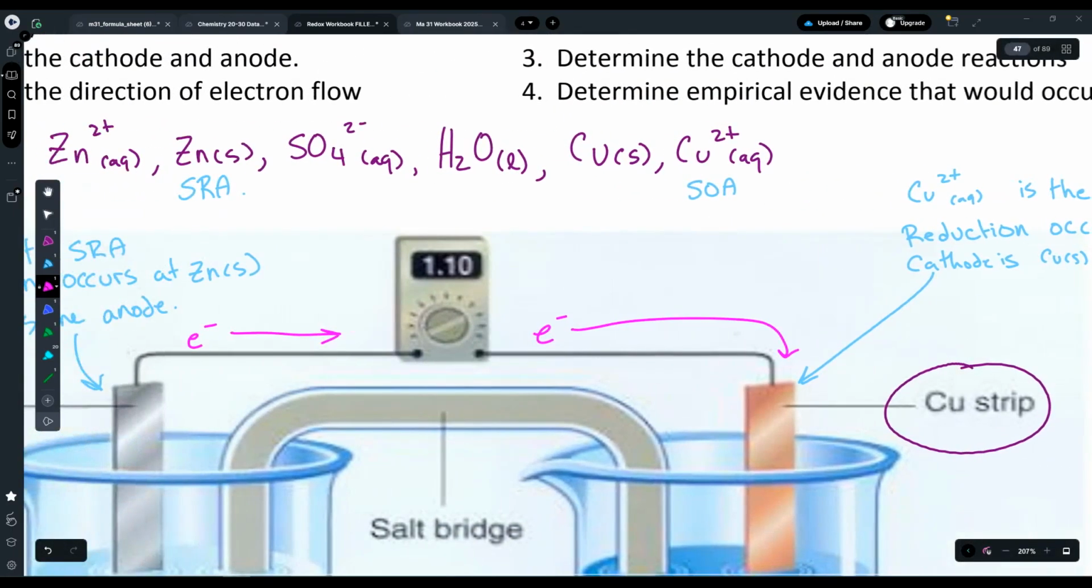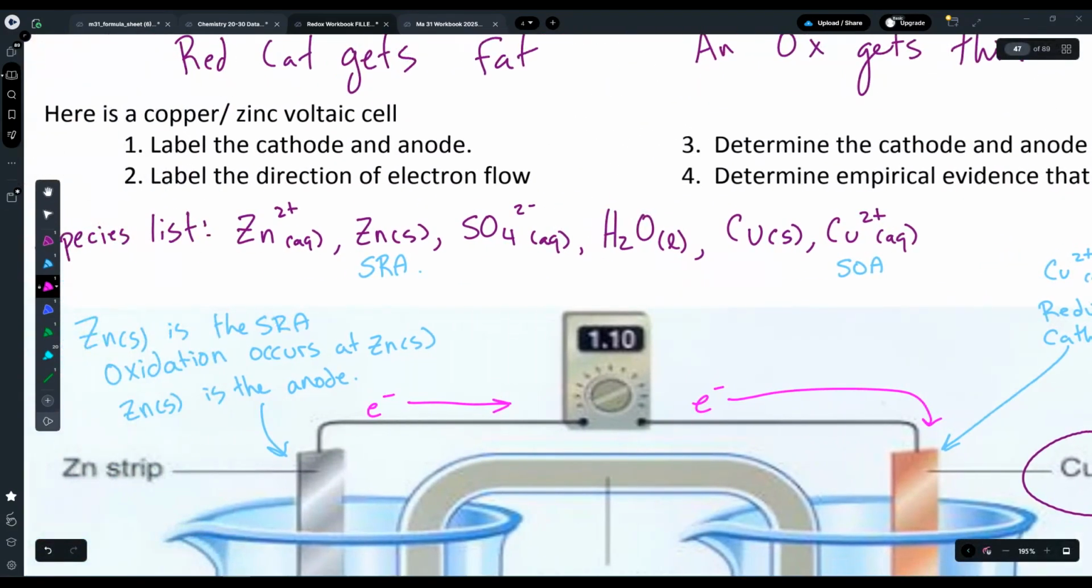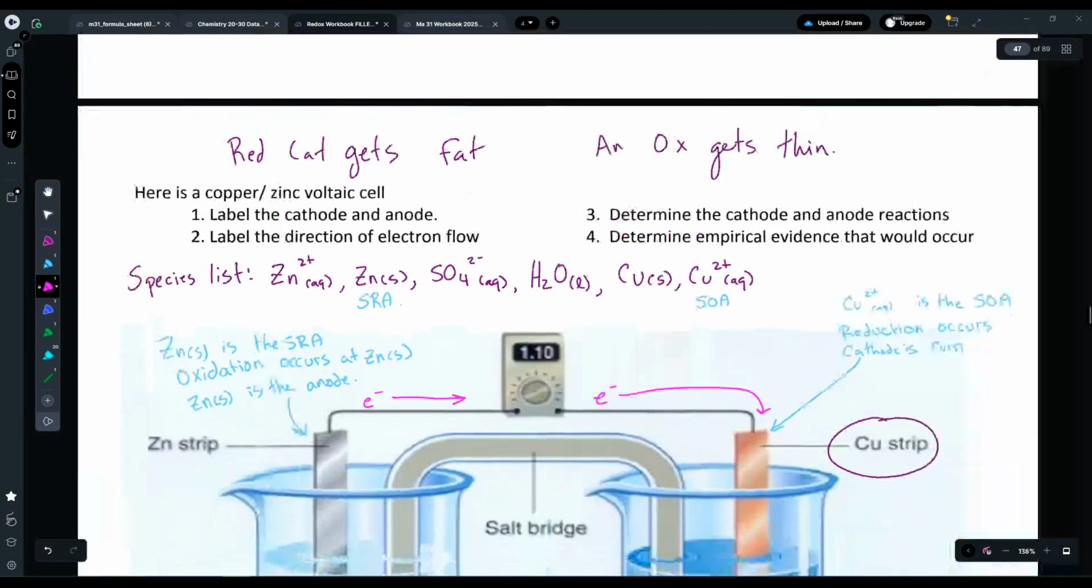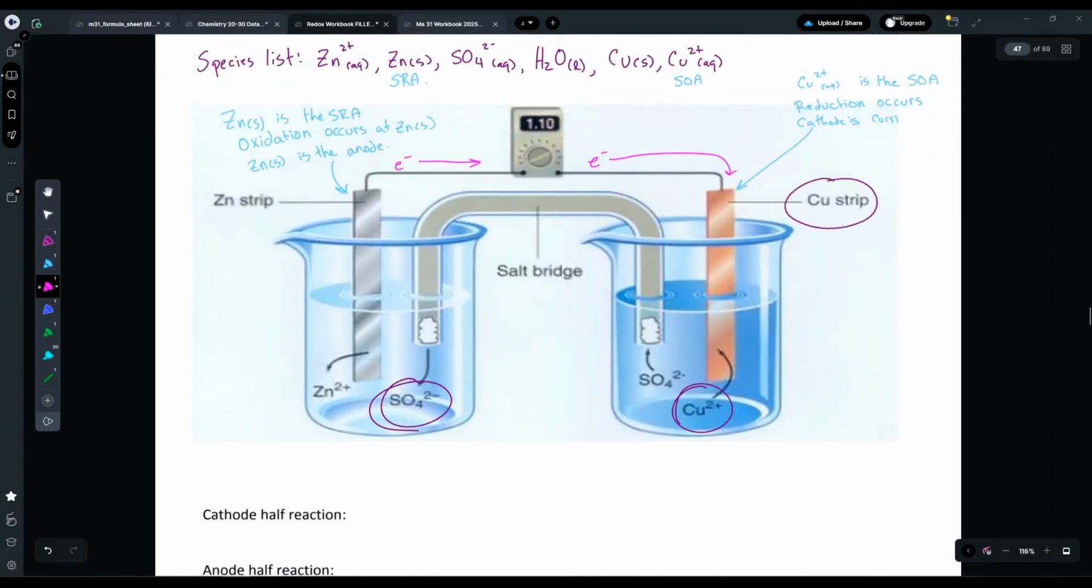Okay, so that's step 1 and 2 done. Now step 3, determine the cathode and anode reactions. This is based off of what you figured out was your SOA and SRA. Down below here, since it talks about the cathode half reaction first, that's where I'm going to start.